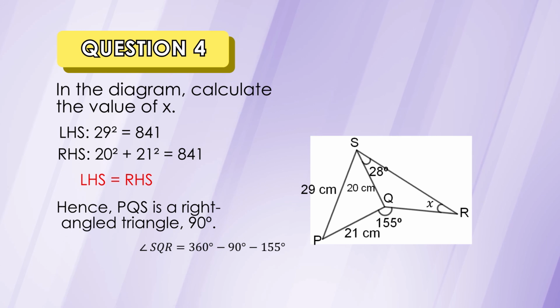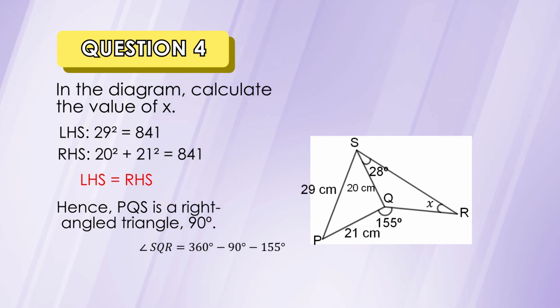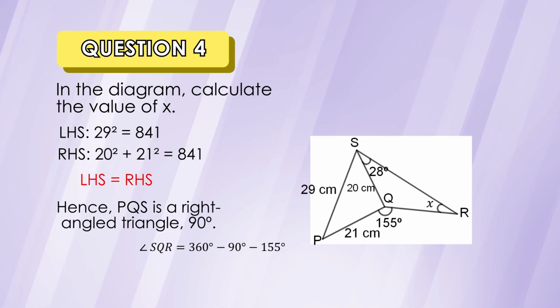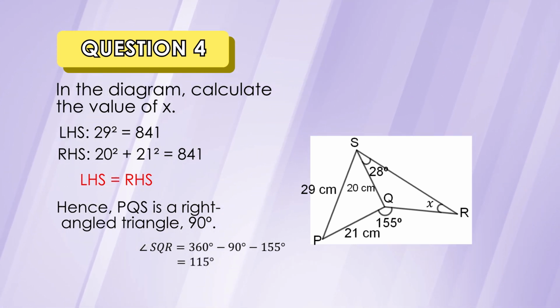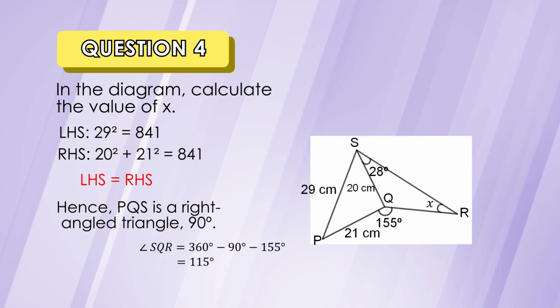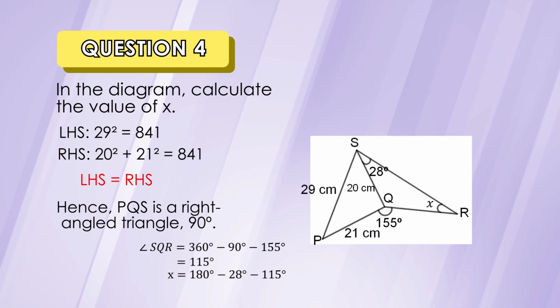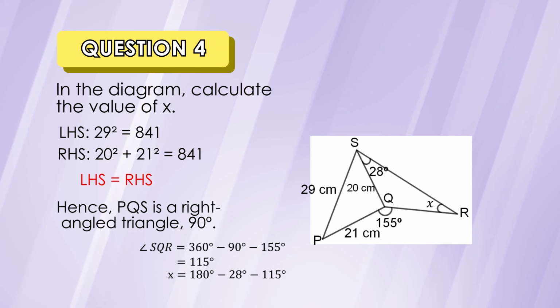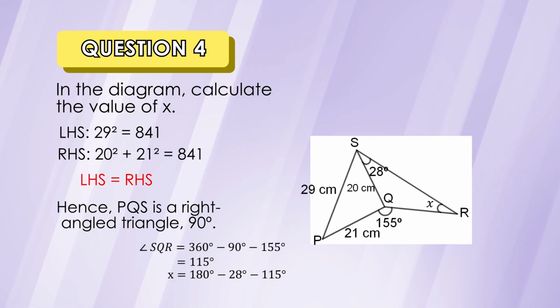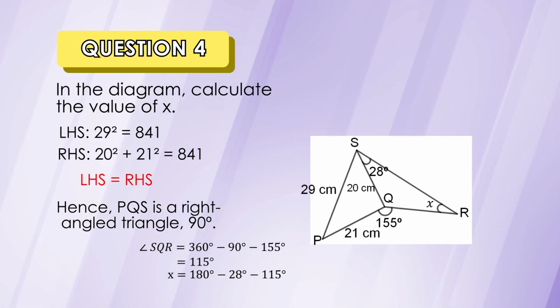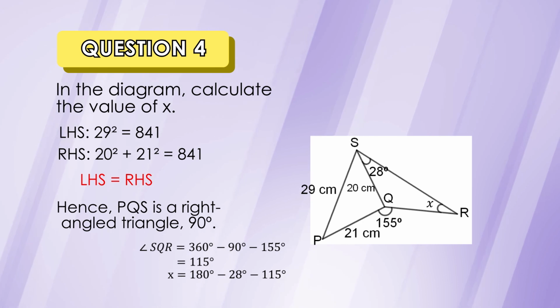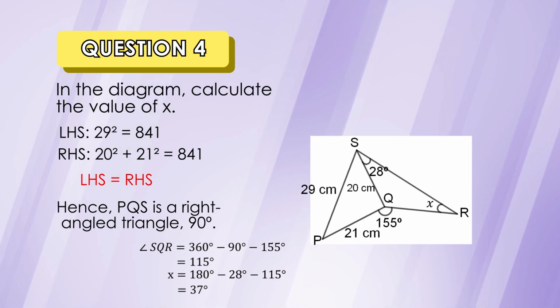360 degrees minus 90 degrees minus 155 degrees. The answer is 115 degrees. Finally, to find x, subtract 28 degrees and 115 degrees from 180 degrees because it's the sum of the interior angles of a triangle. Voila! Your answer is 37 degrees.